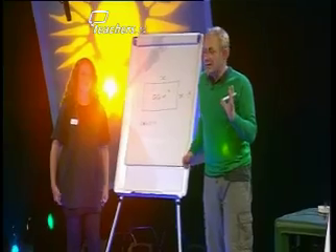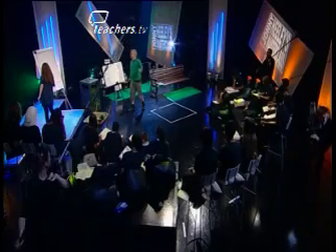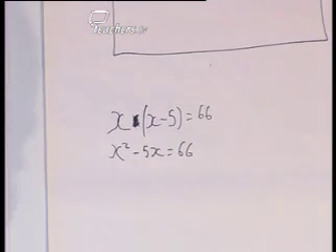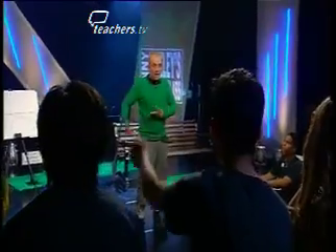Most of you have got that. Has anyone got the next line? Isabel? x squared minus 5x equals 66. Brilliant. Let's have a look at what's on the right-hand side. We've got 66, and I want 0. What are we going to do to the 66? Minus 66.